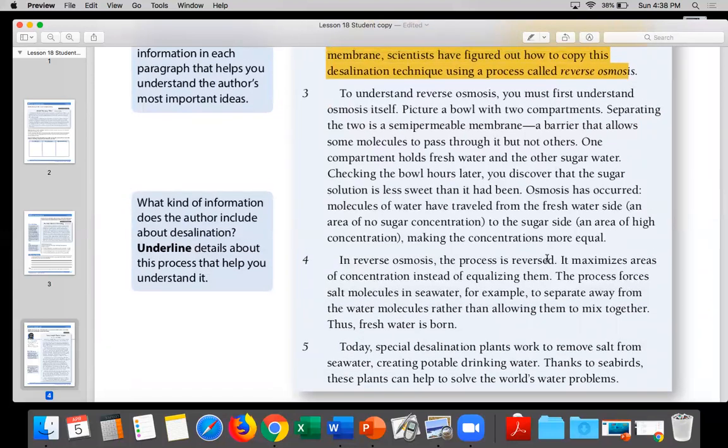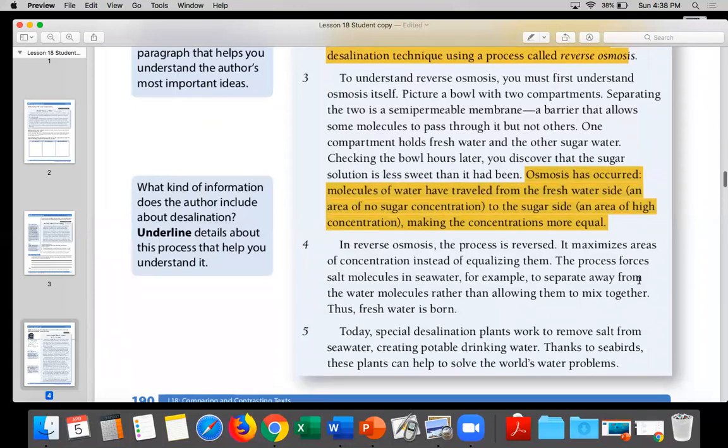Paragraph 3, the important thing is what osmosis does. It has occurred, and molecules of water have traveled from the freshwater side to the sugar side, making the concentration more equal. So that's what's important in this one.